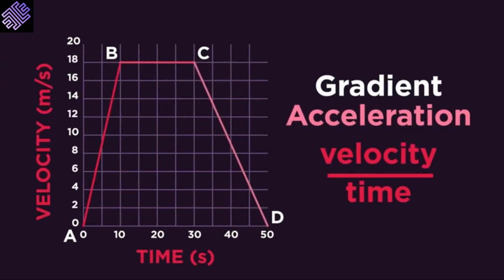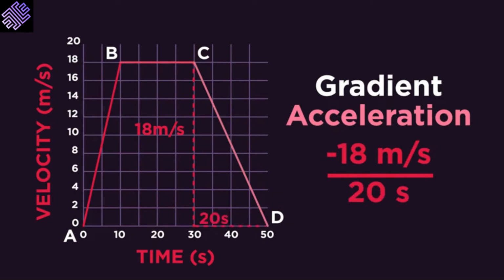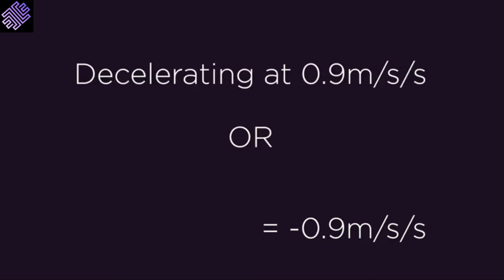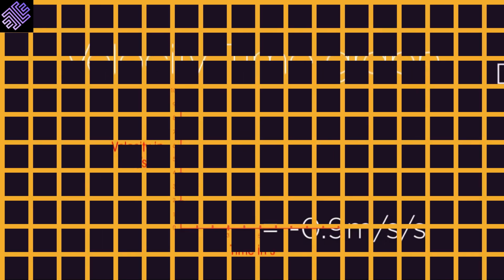The acceleration between C and D is found using the gradient. The change in velocity is again 18 meters per second, but because it is decreasing, we must use negative 18 meters per second. This occurs over 20 seconds, so negative 18 divided by 20 equals negative 0.9 meters per second per second. We can either say acceleration is negative 0.9 meters per second per second, or that it is decelerating at 0.9 meters per second per second, removing the negative.